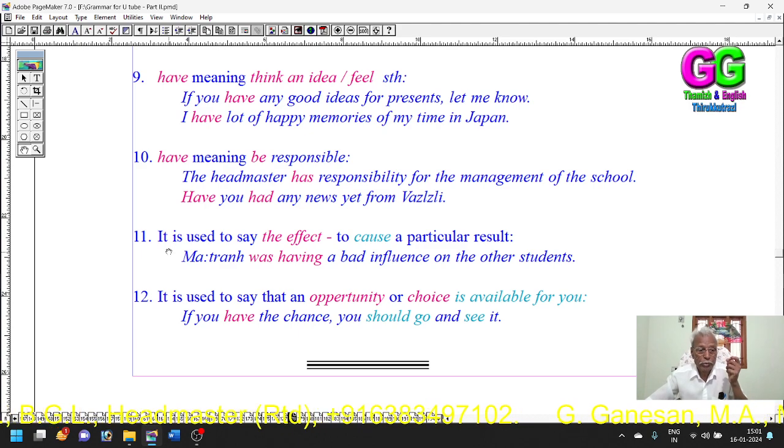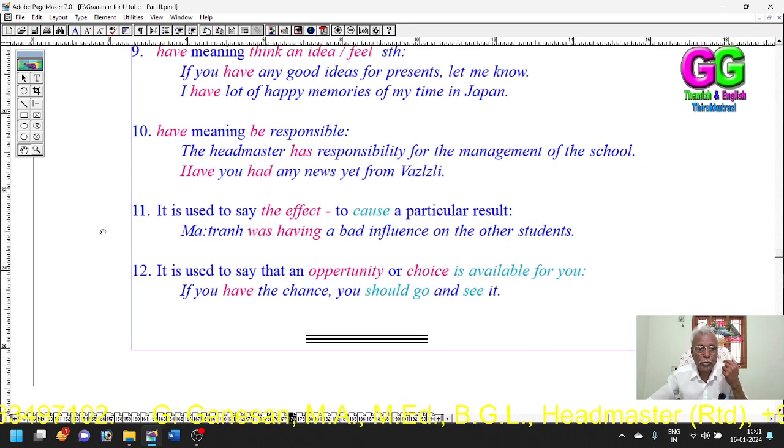Then in the 11th use, it is used to say the effect, that is, to cause a particular result. Moran was having a bad influence on the other students.